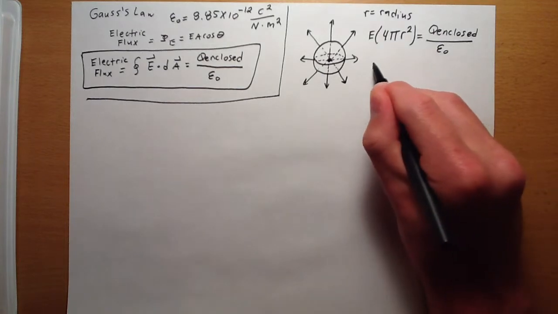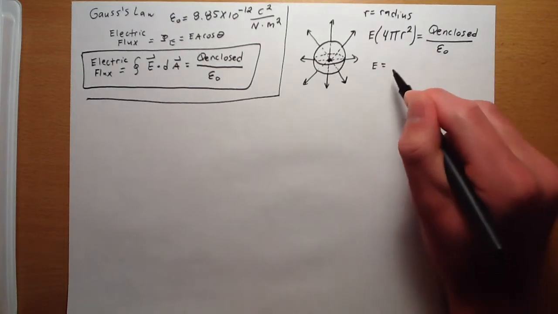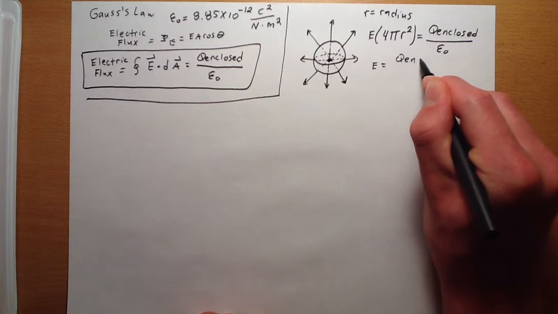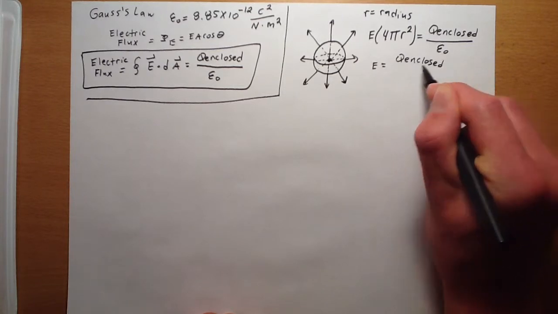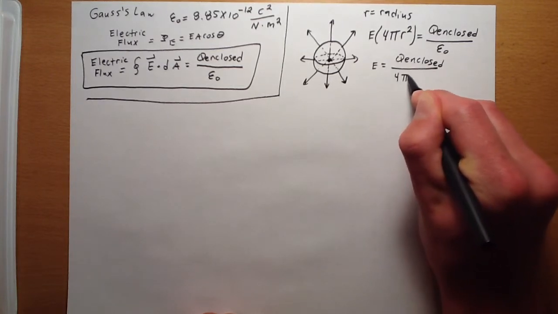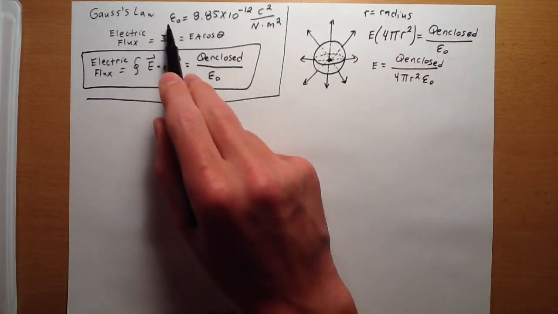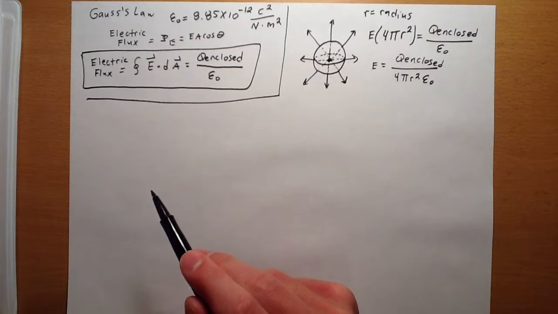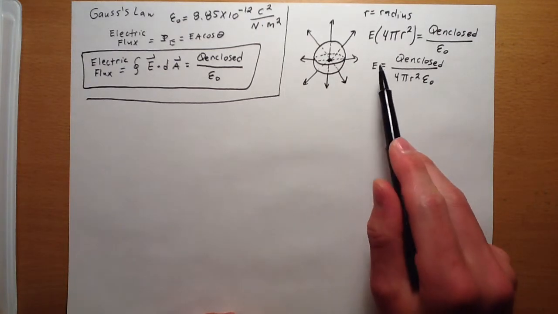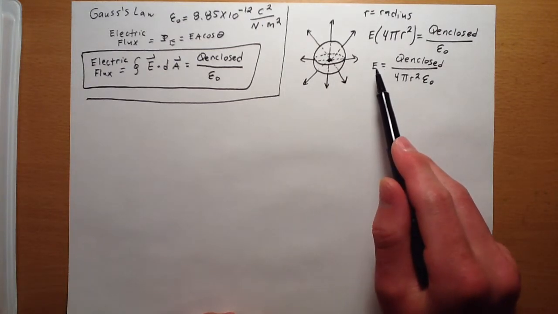Solving for E, the electric field of the sphere, we get it is equal to charge enclosed over 4 pi r squared times sigma naught. Sigma naught we know is this number right here. And this is the electric field at the surface of a sphere.